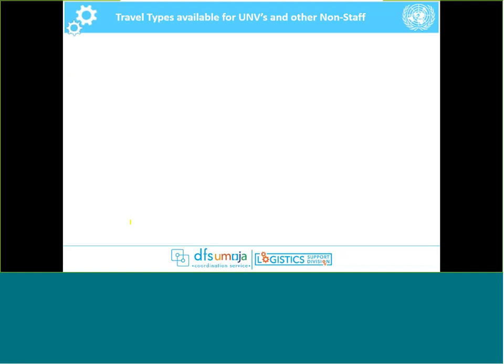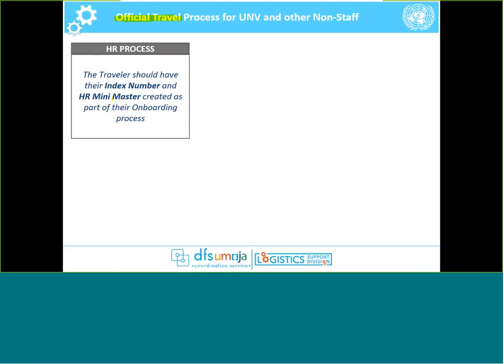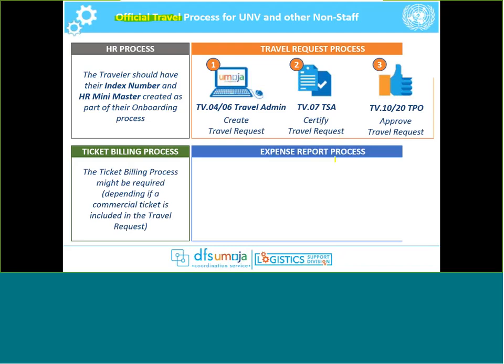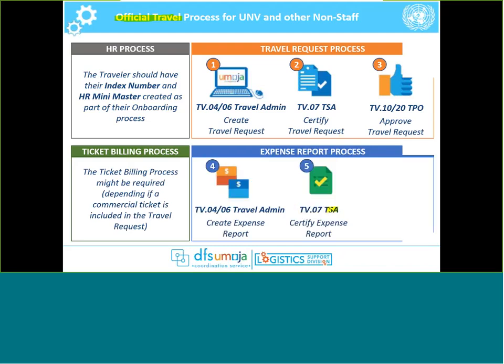Okay. For official travel, nothing changes, so the process is the one you are used to having in the system. Travel request is reviewed and approved by certifying officers and by TPOs, and the spend report is the same, with TSAs and travel claims processors. So no changes on the official travel part. Same thing for R&R travel. There are no changes. So if you are familiar with the current process for international staff for R&R travel, the same thing applies for UMBs.